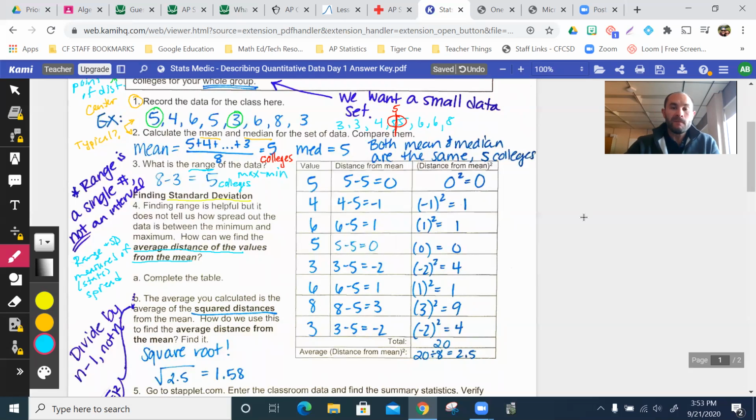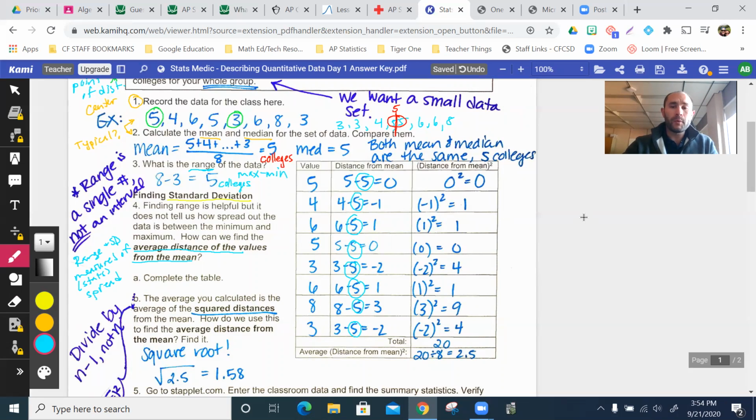We take all your values and subtract off the mean, that's how you find the distance. So we do 5 minus 5, 4 minus 5, 6 minus 5, 5 minus 5. We subtract 5 every single time. That tells us how far away our values are from the mean. Some are positive and some are negative. So 4 colleges is 1 unit below average. 5 is 0, so it's at the average. 8 had a difference of 3, which means it's 3 colleges above average.